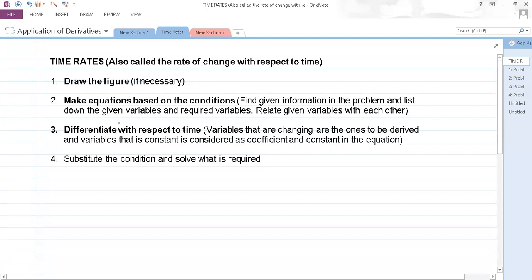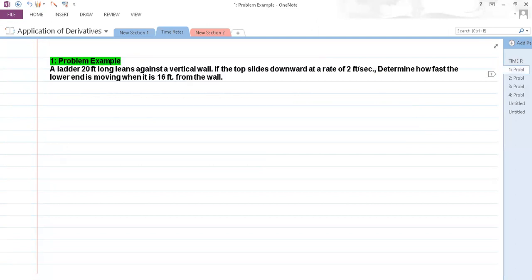Okay, so after making the equation based on the condition, you have now to differentiate with respect to time. So differentiate now the equation derived in step 2 with respect to time. After differentiating with respect to time, you have now to substitute the condition and solve what is required in the problem. Okay, so to understand further time rates, let's have an example here.